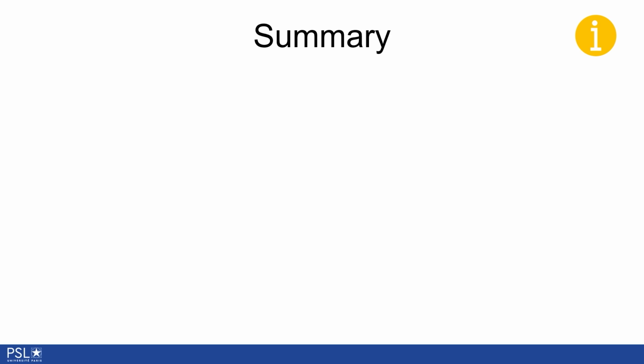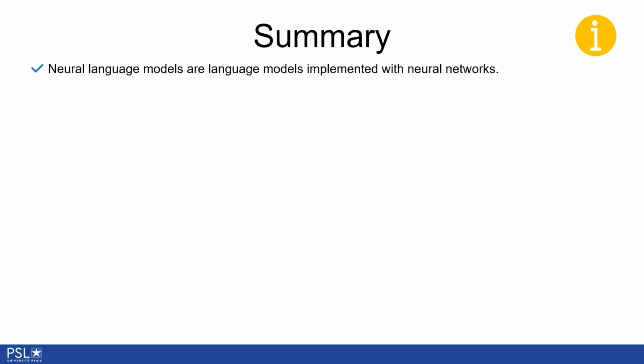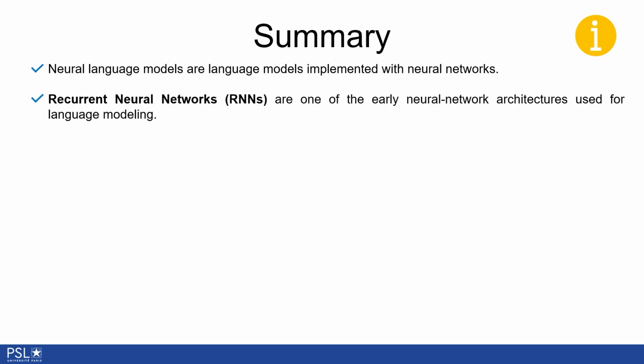To summarize, in this lecture, we've seen that neural language models are language models implemented with neural networks. Recurrent neural networks, RNNs, are one of the early neural network architectures used for language modeling. They process incoming words incrementally and output, at each time point, their prediction about the most probable next words. This prediction is in the form of a probability distribution across all words in the lexicon.